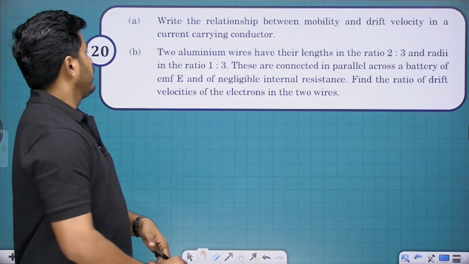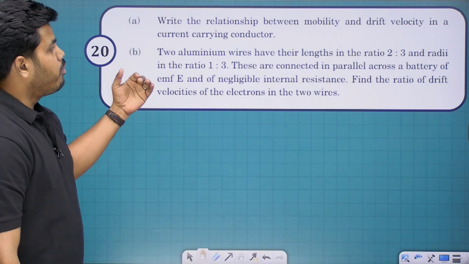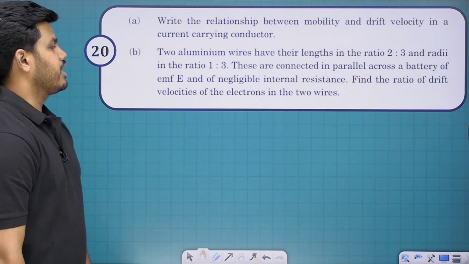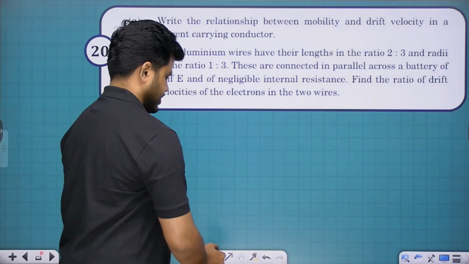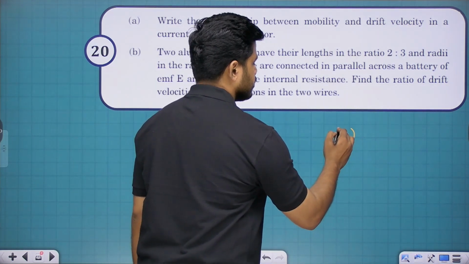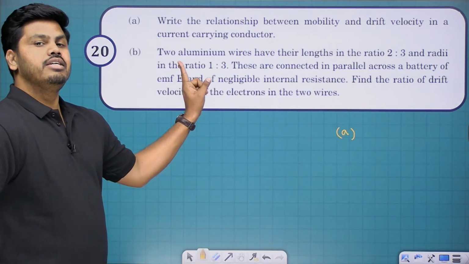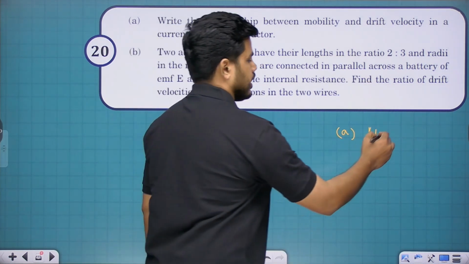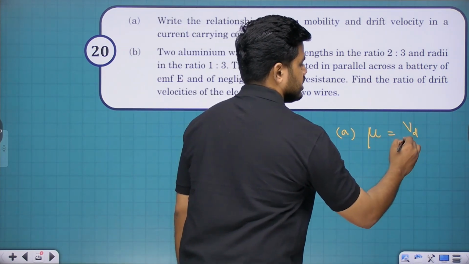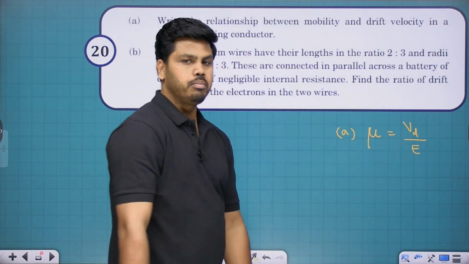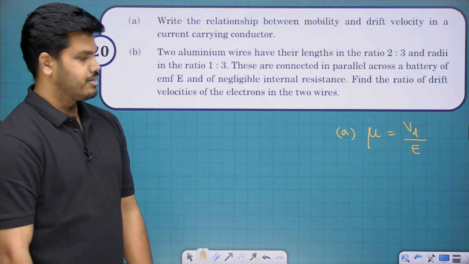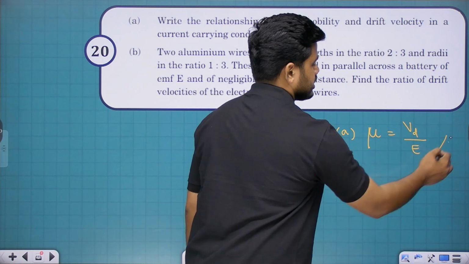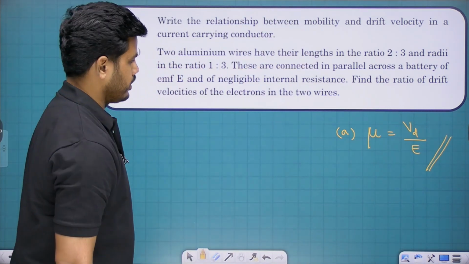Question number 20. Write the relationship between mobility and drift velocity in a current carrying conductor. Yes. Mobility and drift velocity. See, mobility is going to be mu, defined as drift velocity divided by the electric field you apply. Correct? This is the relation for mobility, connecting drift velocity and electric field.